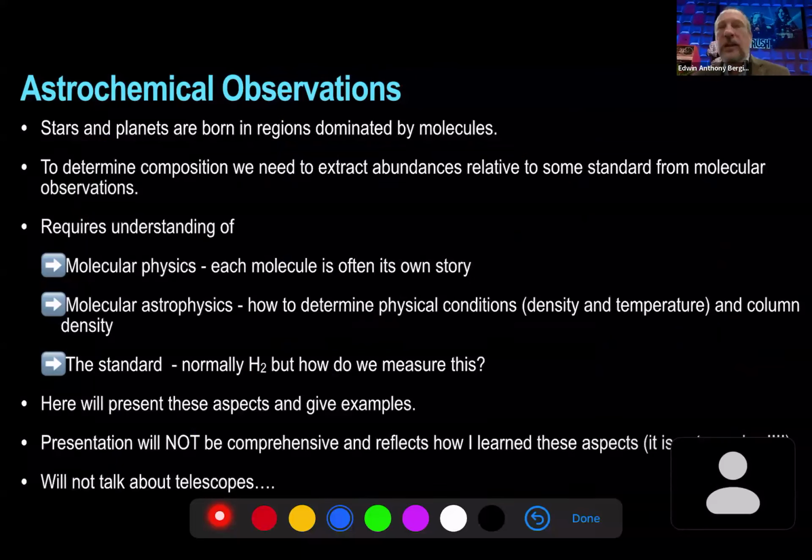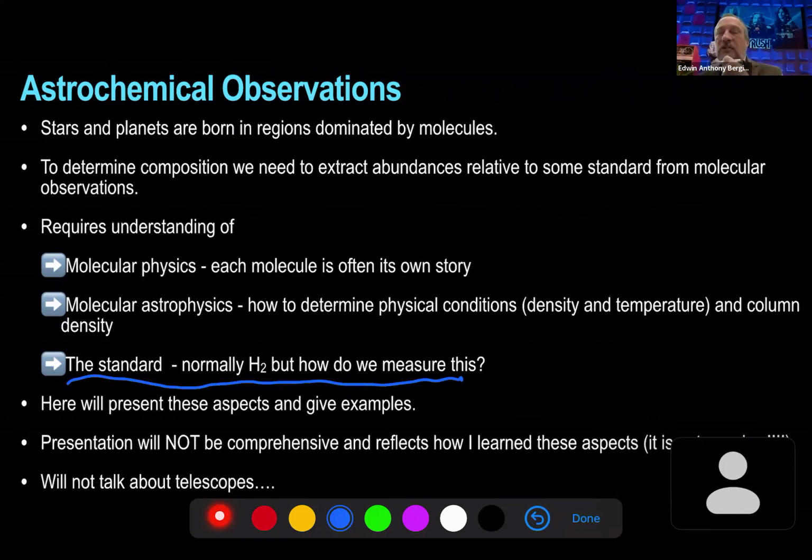Okay, so stars and planets are born out of regions dominated by molecules, but also by solids. We're astrochemists, we're after composition. So I need to have an abundance relative to some standard. And of course, that standard is hydrogen, right? That's the most abundant element.